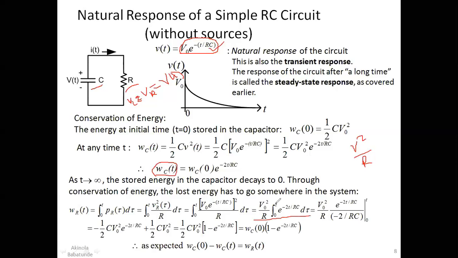Now, if you have this, how do you integrate it? First of all, we have V naught squared over R outside the integral. So we are just trying to integrate the exponential, and you know how to integrate an exponential. First of all, you differentiate what we have in the exponent. If you do that, you obtain minus 2 over RC. Whatever you obtain there, you bring it as a denominator.